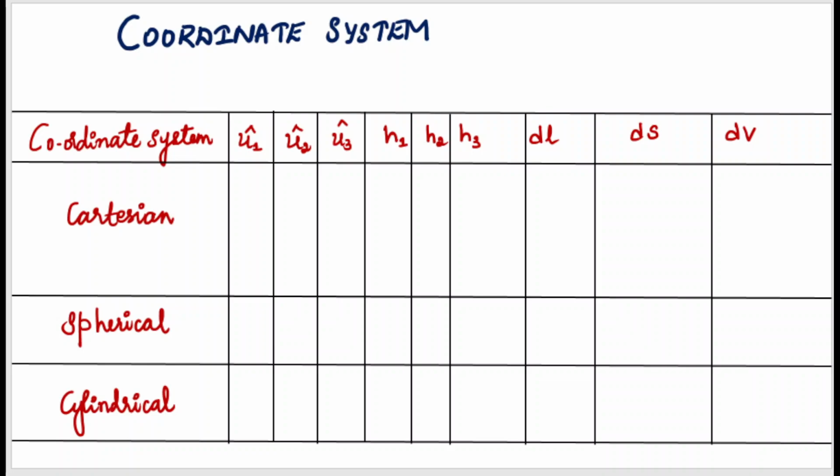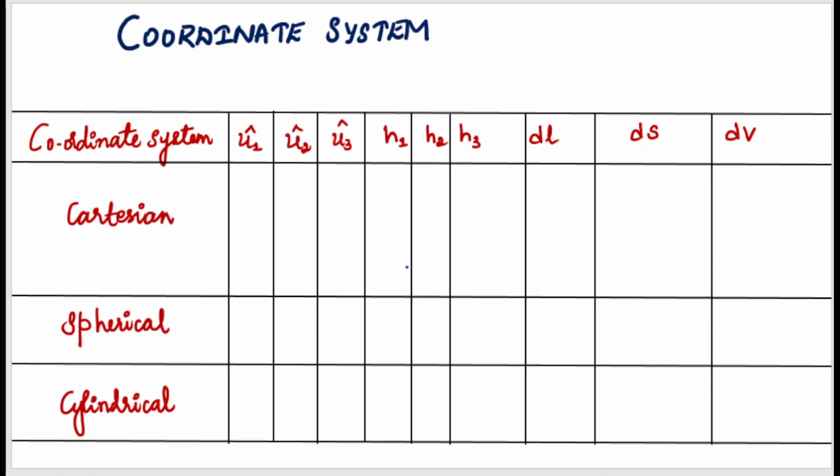In today's video, I'm going to deal with the Cartesian coordinate system. In the coordinate system, we have the Cartesian or the rectangular coordinate system, the spherical coordinate system, and the cylindrical coordinate system. What does this table mean? This table contains u1 cap, u2 cap, and u3 cap. What are these u1, u2, and u3? They are the unit vectors. h1, h2, h3 are the multipliers. dl is the length element, ds is the surface element, and dV is the volume element.